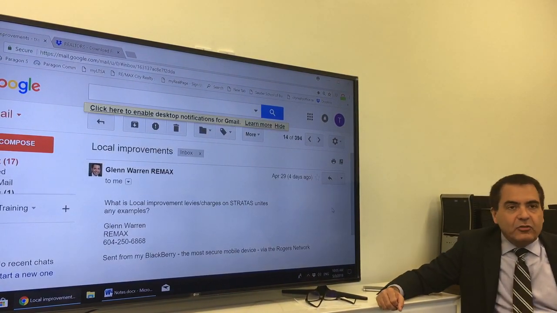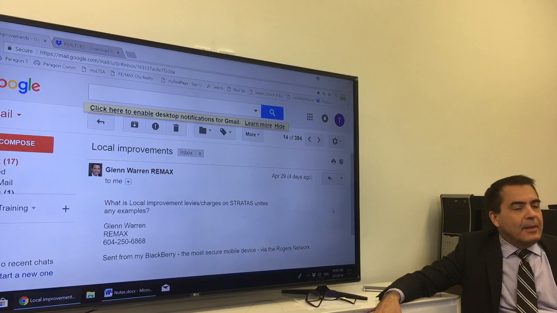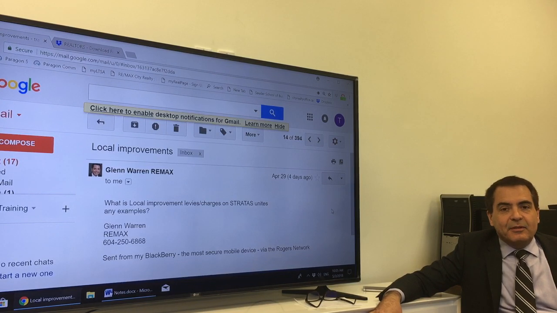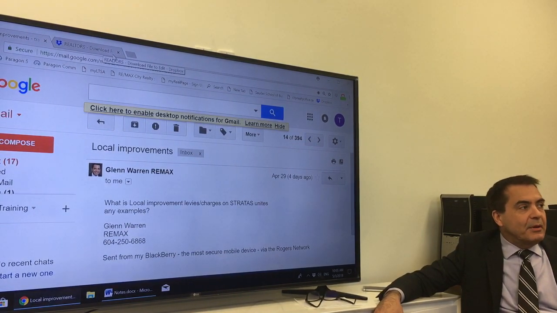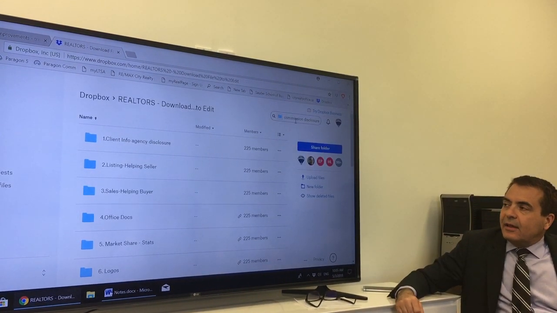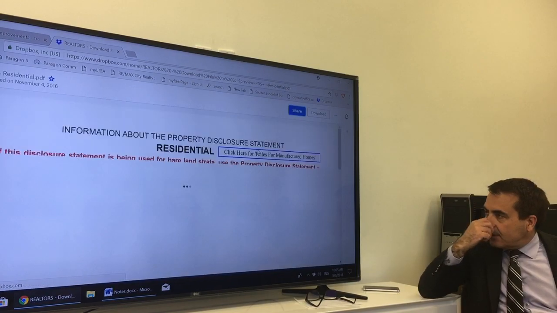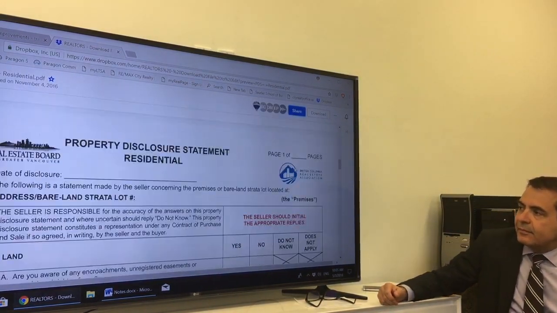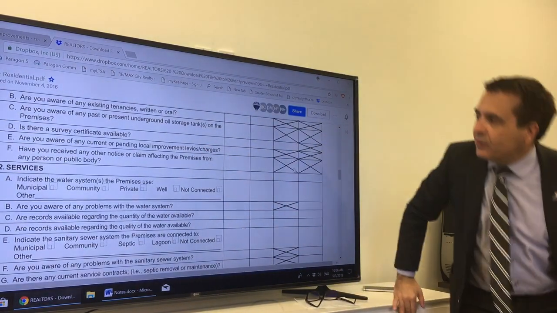Local improvement levies. So do you remember on the PDS, there's a question about local improvement levies? Does everyone know what I'm talking about? Parisa, the local improvement levies on the PDS? Whatever the city might put on. Mary, you know what I'm talking about? No? So go to the PDS, either residential or commercial, strata, doesn't matter. There's a question that most people think deals with the strata, but it's not a strata question. There it is: are there any current or pending local improvement levies?